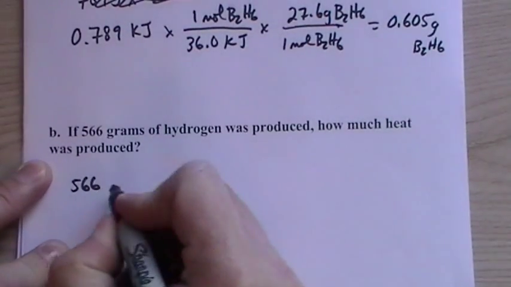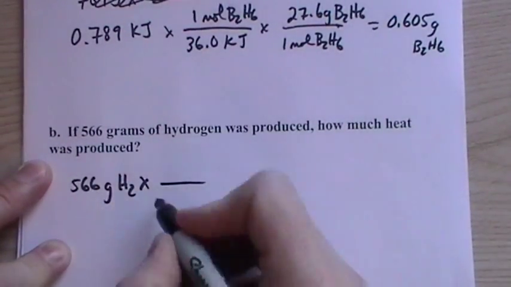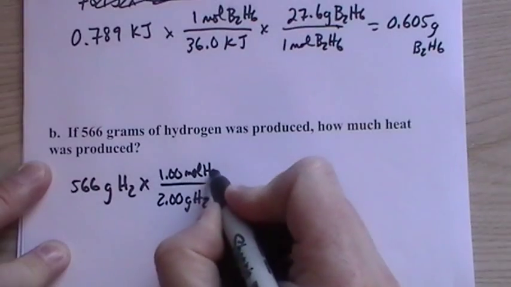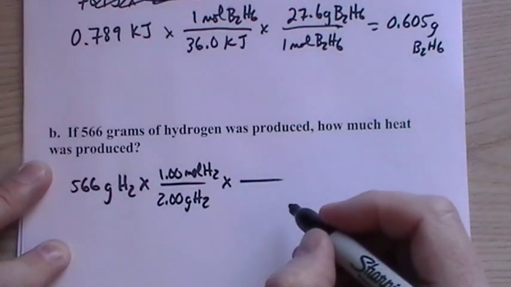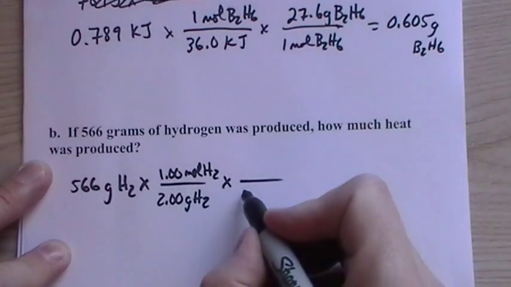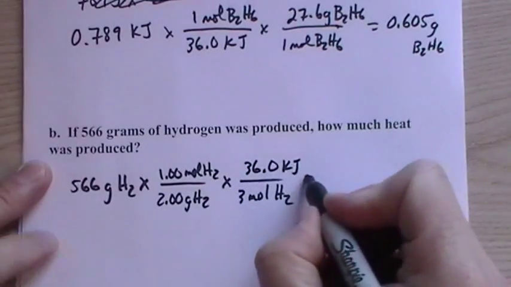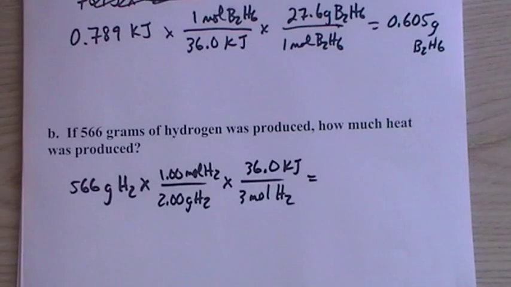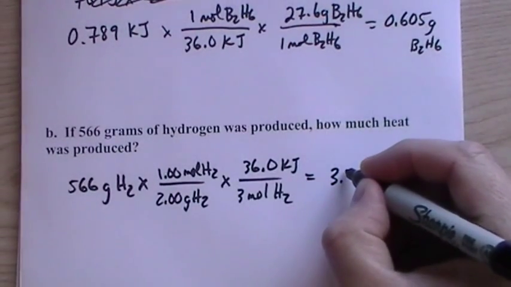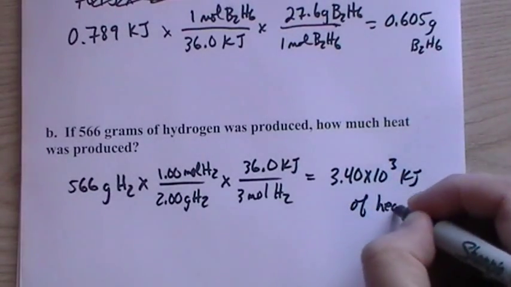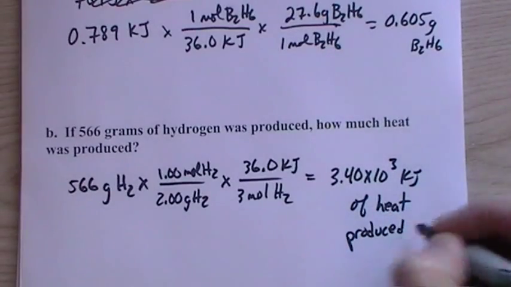You have 566 grams of H2. 2 grams of H2 is 1 mole. They want to know how much heat is produced, and then 3 moles of H2 produces 36 kilojoules of heat. So we do 566 divided by 2, that gives us moles of hydrogen, divided by 3, and then multiply by 36. So that gives us 3.40 times 10 to the third kilojoules of heat produced. That's what they're asking for.